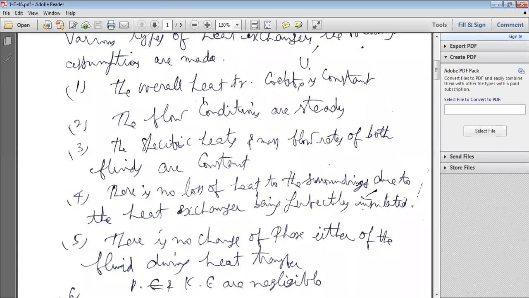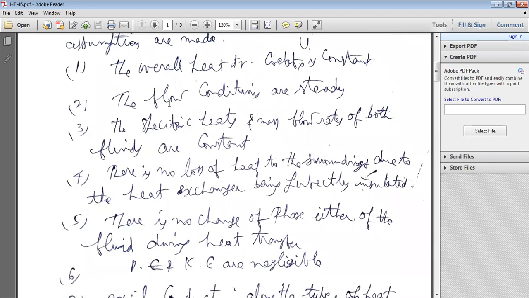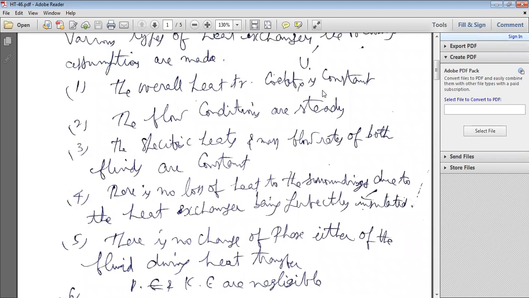What are those assumptions? The overall heat transfer coefficient is constant. Overall heat transfer coefficient U is constant. You assume that the U is constant. And the flow conditions are steady. In steady state condition, all the flow conditions are in steady state condition. Flow is in steady state condition.